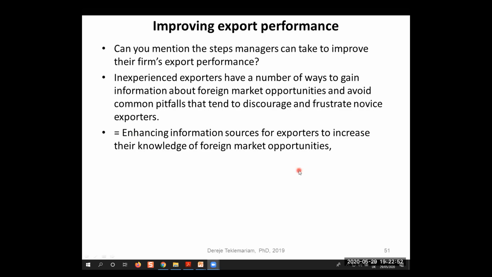Exporters, even to increase their knowledge of foreign market opportunities.